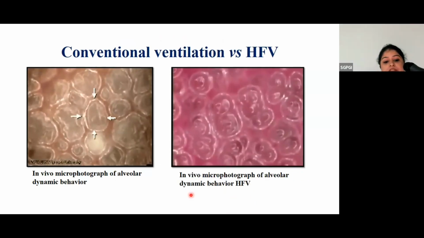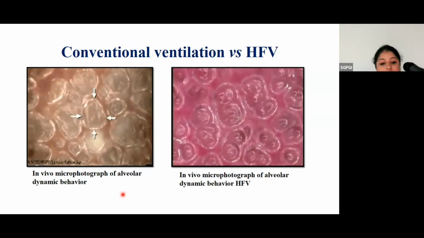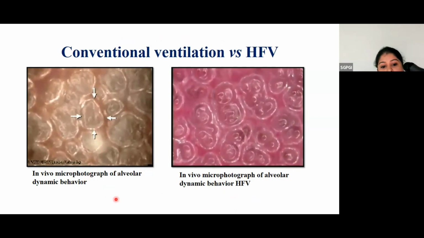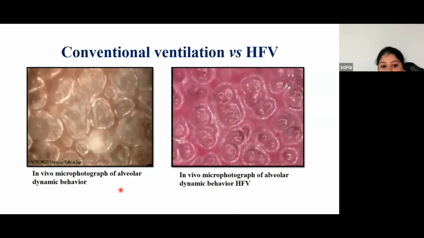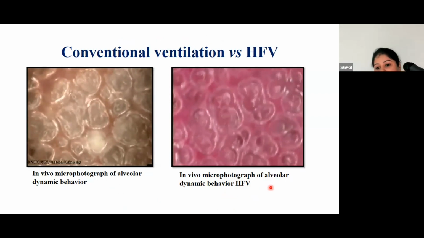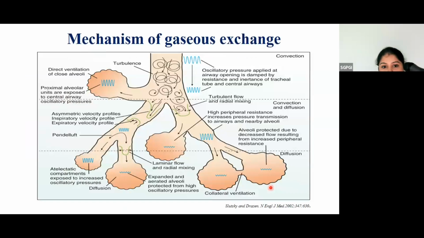Now, these are the in vivo microphotographs of alveoli showing the dynamic behavior. The first one is during conventional ventilation, showing the repetitive opening and collapsing as we discussed. And the second one is showing a sustained inflation of the alveoli. Now, how does it happen? There are different mechanisms of gaseous exchange which occur in high frequency ventilation and which make it different from conventional. The oscillations which are produced create eddies, and there occurs turbulence of gas flow in the airways.